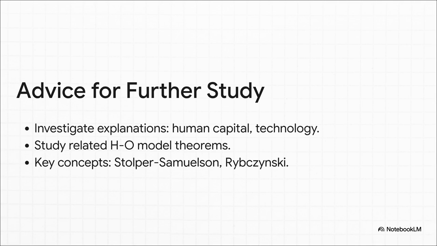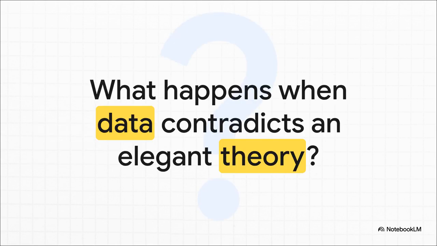They started asking new questions, like, what if we're measuring capital wrong? What if we should include things like skilled labor or human capital? What if technology isn't the same in every country? Digging into these questions will lead you to some other really powerful ideas, like the Stolper-Samuelson theorem, which is all about who wins and who loses from trade. And that kind of brings us to our final thought for the day.